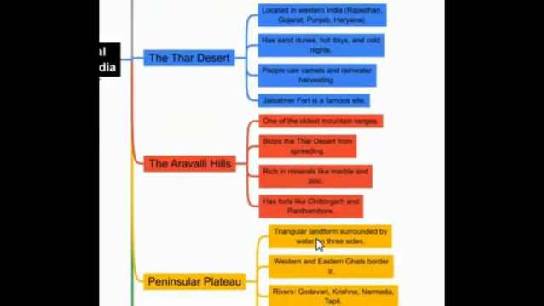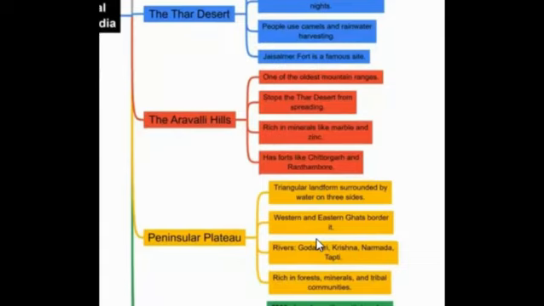The Aravalli Hills are one of the oldest mountain ranges. They stop the Thar Desert from spreading. They are rich in minerals like marble and zinc. It has forts like Chittorgarh and Ranthambore.